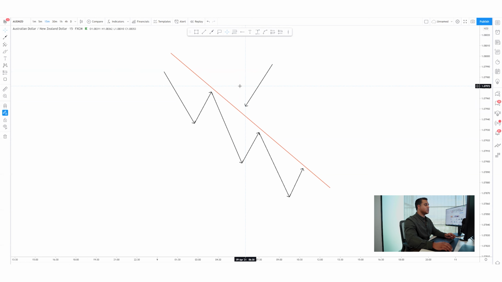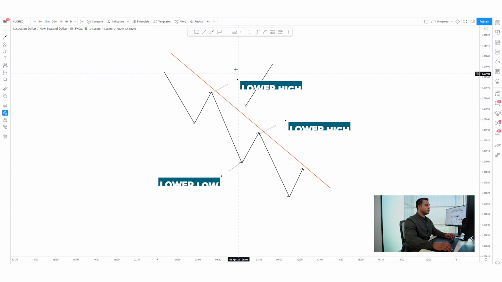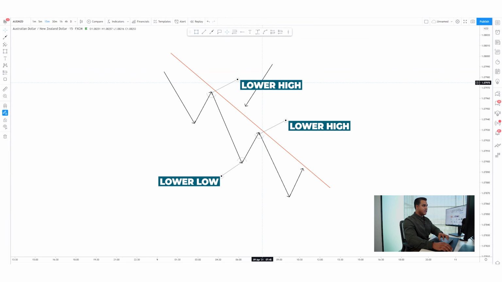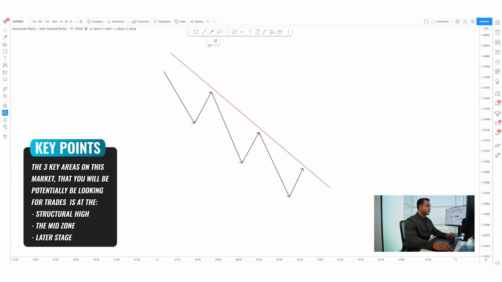But in this instance, we're going to use a sell example, and as you can clearly see, we have lower lows and lower highs. Now, with this structure, the 3 key areas on this market where you will potentially be looking for trades are, first, the structural high. This is the pivotal area where you could be taking your trades. Second, the mid zone, which is an area in the market where you may be taking your trade just a little bit early, but still good to take the trade.